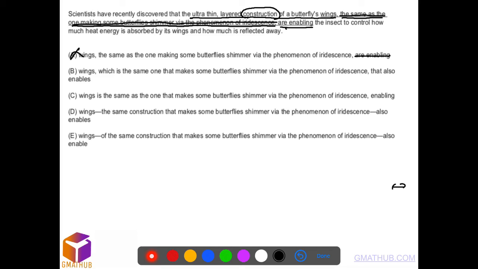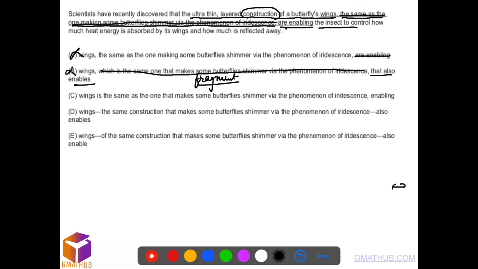B, wings, which is the same one that makes some butterflies shimmer via the phenomenon of iridescence, that also enables the insect to control how much heat. This is a fragment, it's not a complete sentence. Read it again by removing this. Scientists have recently discovered that the ultra thin layered construction of butterflies' wings that also enables, so this is not a sentence.